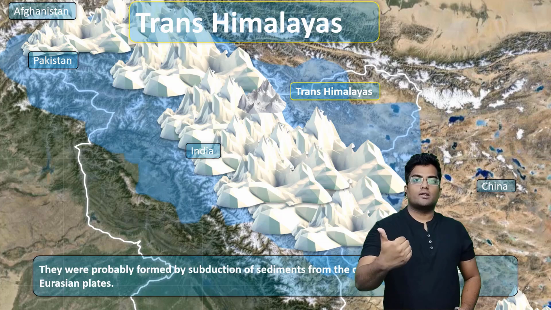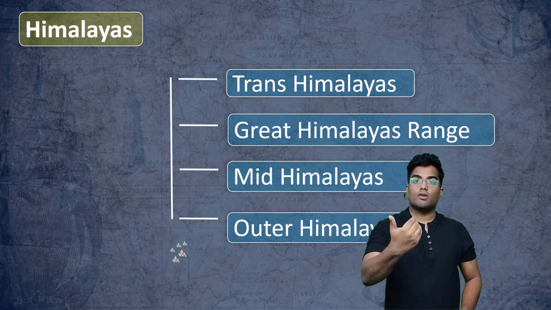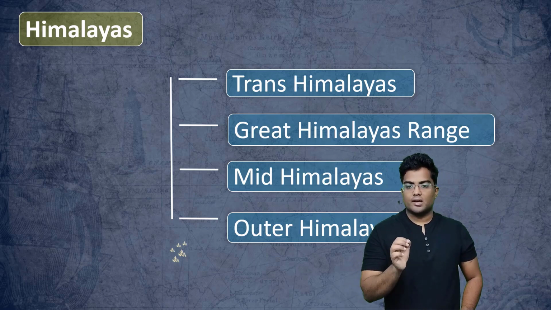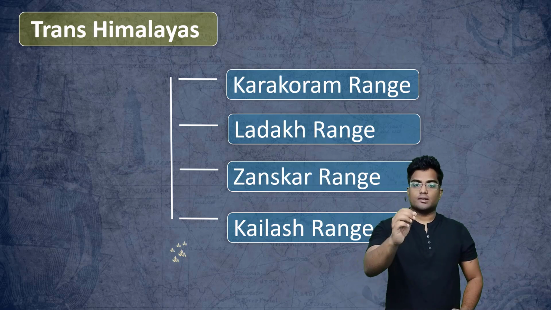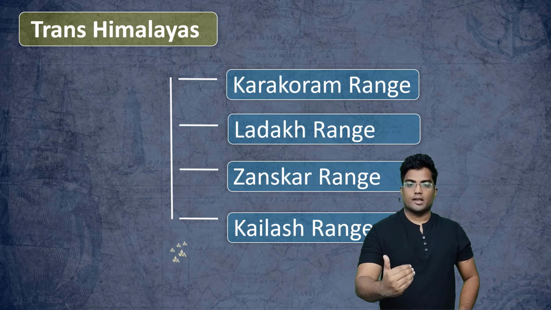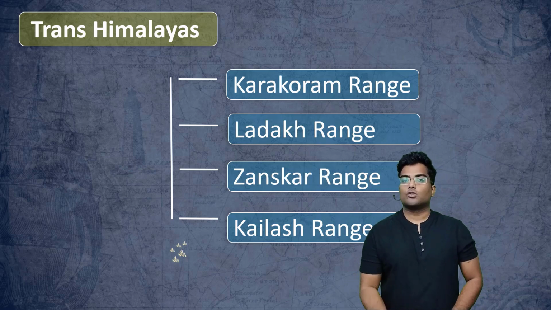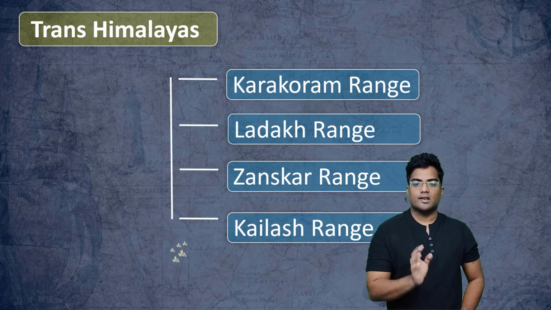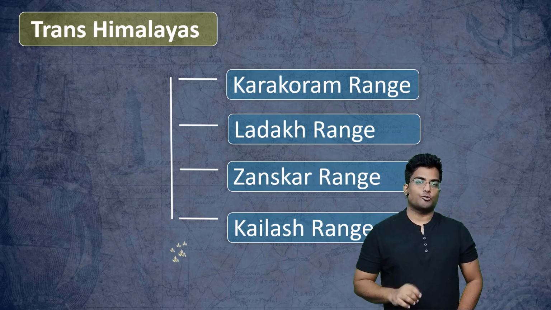Now we want to divide Trans-Himalayas further. First we divided Himalayas, now we have to divide Trans-Himalayas also. So Himalayas, Trans-Himalayas, Great Himalayas, Mid-Himalayas, Outer Himalayas. Now if we divide Trans-Himalayas, you have the first one, the northern one, that is the Karakoram range. The second one is the Ladakh range. The third one is the Zaskar range, and the fourth one is the Kailash range. Karakoram, Ladakh, Zaskar, and Kailash range. So we are essentially interested in the Karakoram range.